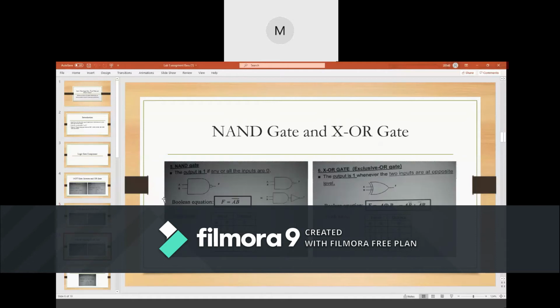Next is NAND gate. The output is 1 if any or all of the inputs are 0. It's literally an AND gate, but inverted. For example, if input A is 0 and input B is 0, then the output will become 1.